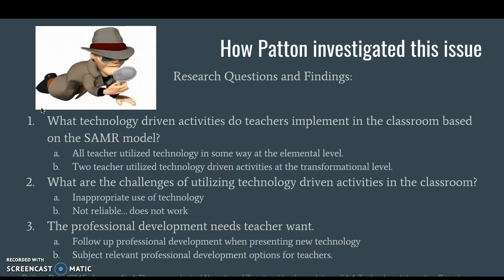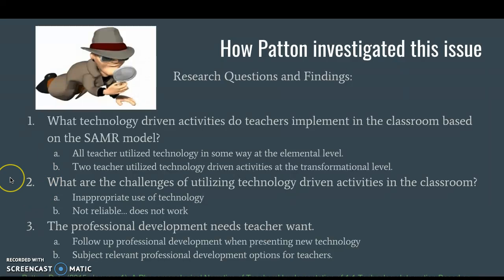Quick brief description about what Patton investigated for this issue. The research questions and findings that Patton focused on was what technology-driven activities do teachers implement in the classroom based on the SAMR model. The findings were that all teachers utilize technology in some way at the elemental level. So what that means is that all the teachers did use technology, however some of them were just at the substitution level, the very basic level. 2 teachers utilized technology-driven activities at the transformational level.